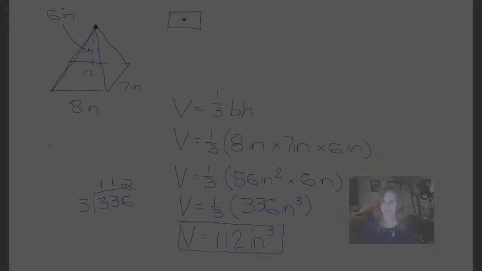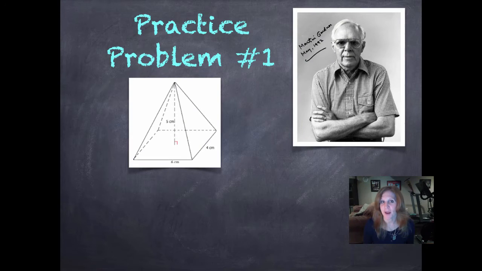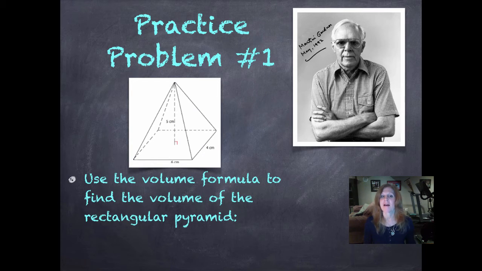Let's try another one. So here's our first practice problem. It is another rectangular pyramid, and the dimensions: the length is 6 centimeters, the width is 4 centimeters, and the height is 5 centimeters. So use the volume formula to find the volume of this rectangular pyramid. Go ahead and look at the notes that you took from the example into your flip journal and figure out that volume, and then push play when you've figured it out and you've written it down.